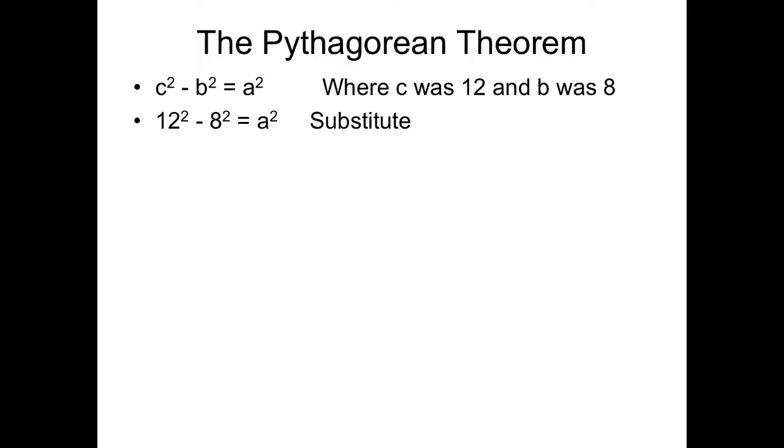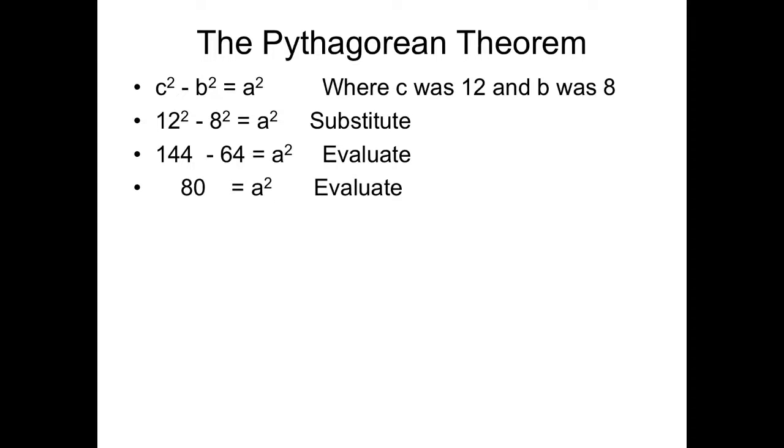Then 144 minus 64, instead of adding, because we're taking away from the largest side, gives us 80. Now, if 80 is the square of a this time, then a must equal the square root of 80. So now it's time to take out those lists again. What's the square root of 80?